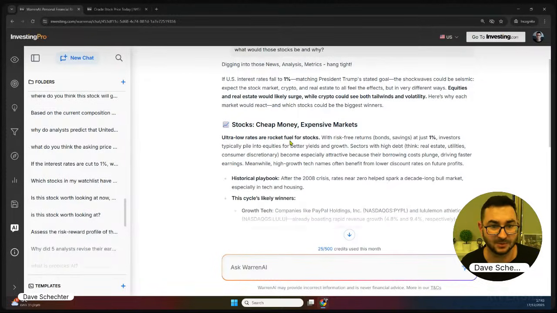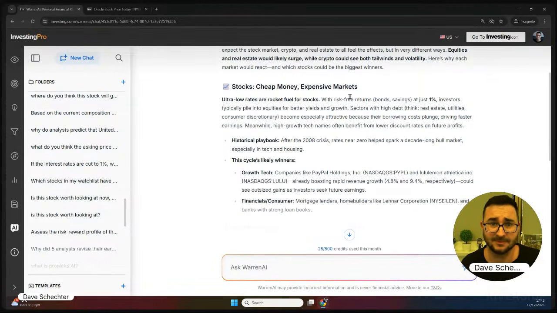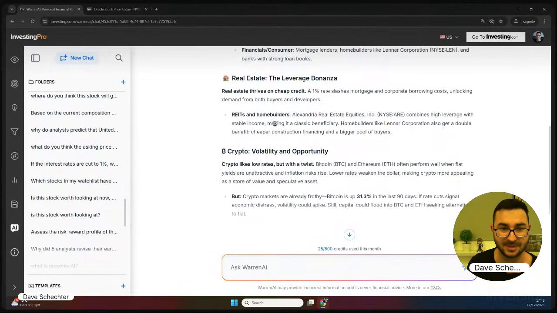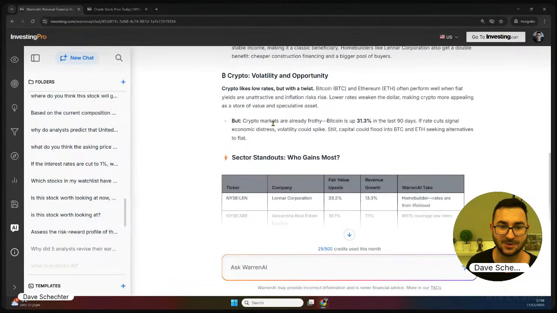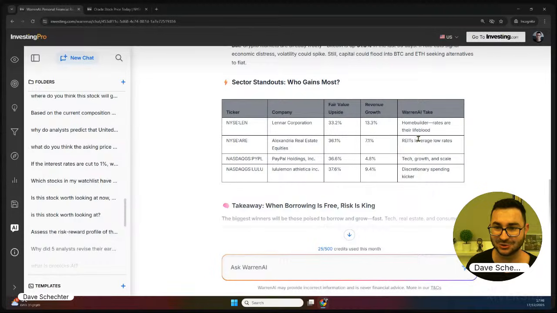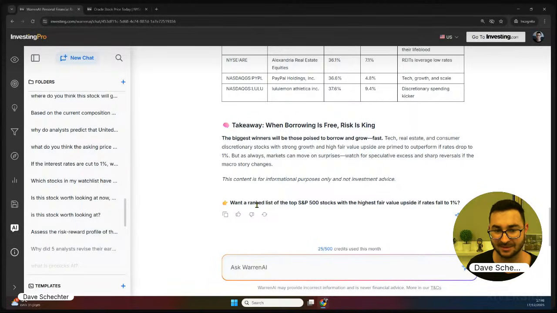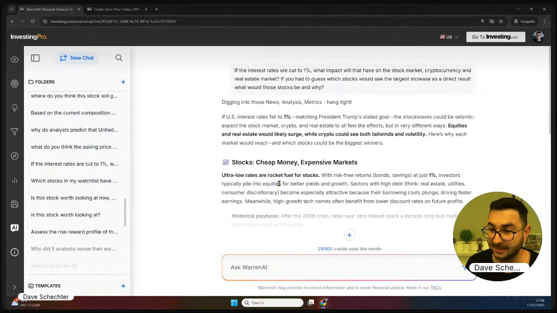And it grabbed onto it and it said equities and real estate would likely surge and crypto would see both tailwinds and volatility. It showed me specific sectors that would be likely winners as a result of that. And also gave out a chart of who would stand to gain the most. And also key takeaways. And then, of course, the follow-up questions if I wanted a ranked list of top S&P 500 stocks with the highest fair value upside. So it's extremely intuitive, and I invite you to go ahead and ask it any question that you wish.